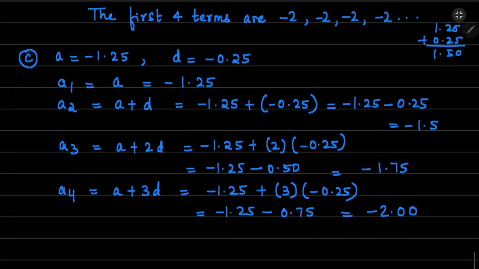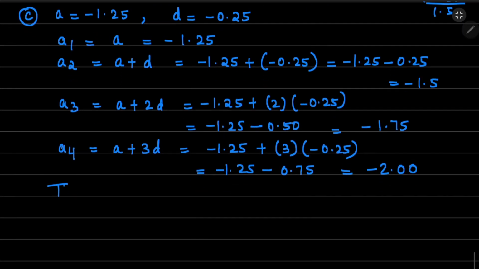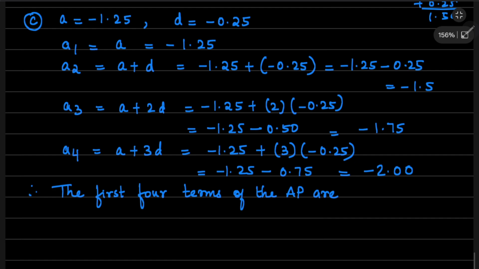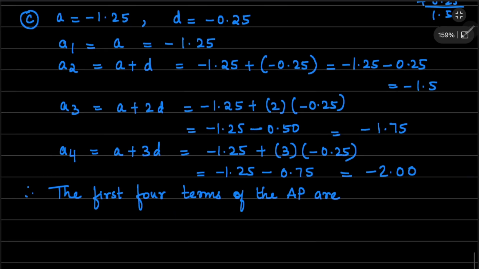So therefore, you have calculated the required 4 terms. So therefore, the first 4 terms of the AP are, you can write minus 1.25, comma, minus 1.5, comma, minus 1.75, comma, minus 2, and it goes on. Okay.